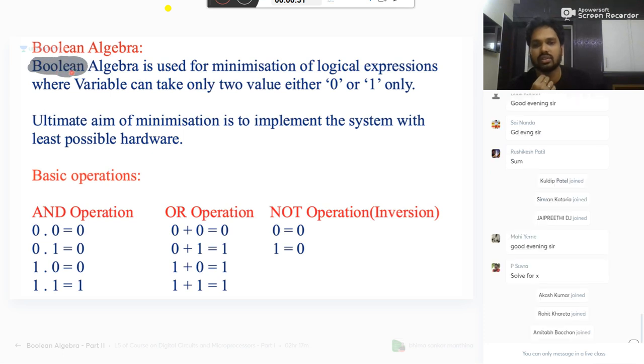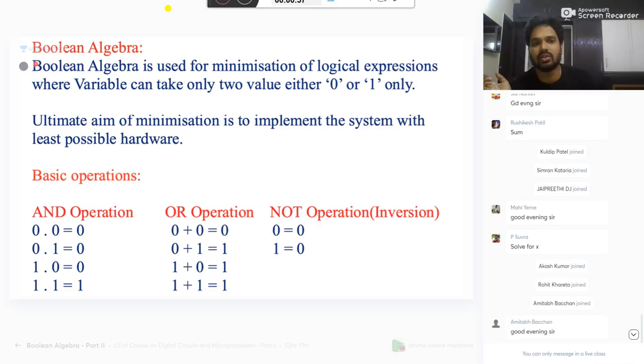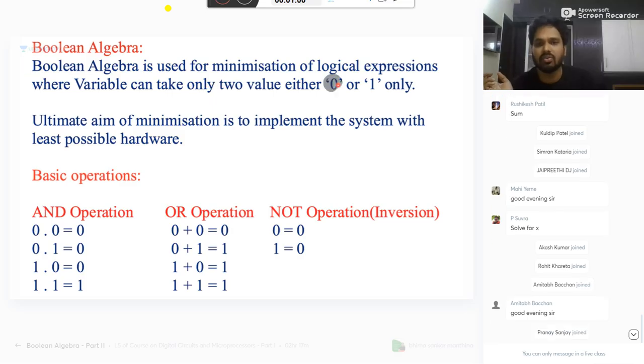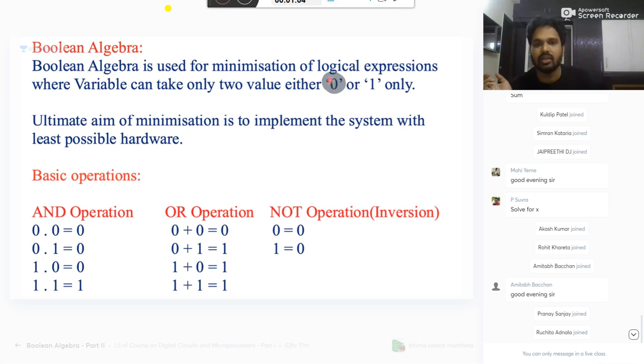So what we are discussing, these rules are valid when the variable can take only two values, either 0 or 1. So what is the ultimate aim, why should we do this? First understand what is Boolean algebra, where we are applying this, and why we are applying it. It is used for minimization of logical expressions. What is the meaning of logical expression? Where the variable can take two values, either 0 or 1 only. Up to this clear for everybody?